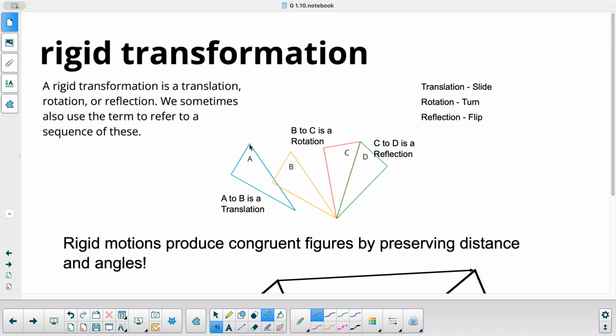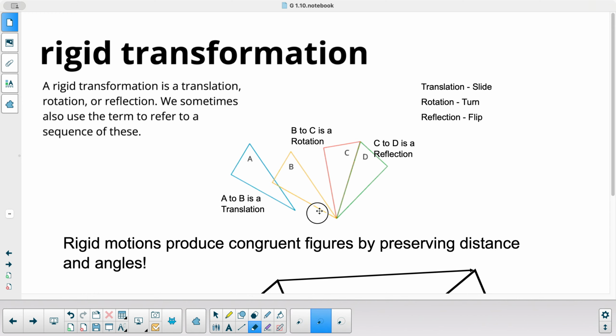So if I were to just trace this figure here, and let me make that a little bit better there. Okay, if I slide this figure to B, that is a translation.